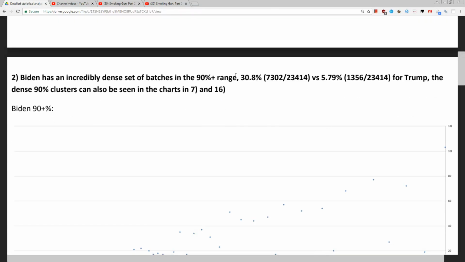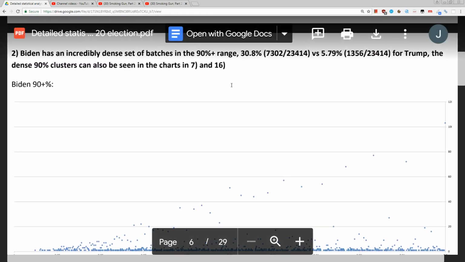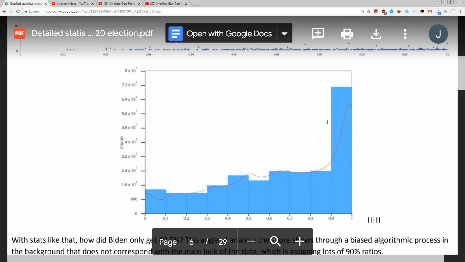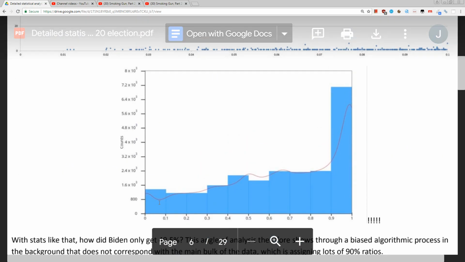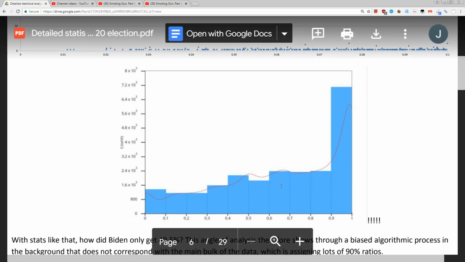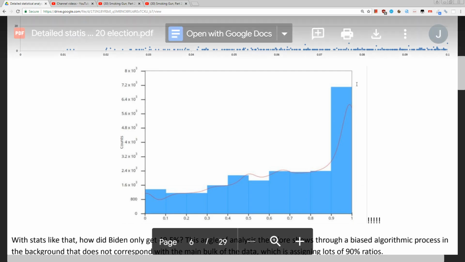And yet there you have Biden winning all of these. Biden with so many 90% batches, 30.8% of his batches are above 90%. Trump only 5.79%. And here you can see the histogram of the individual Biden percentages for the batches, over 23,414 batches. Here you have a big load of 90%.